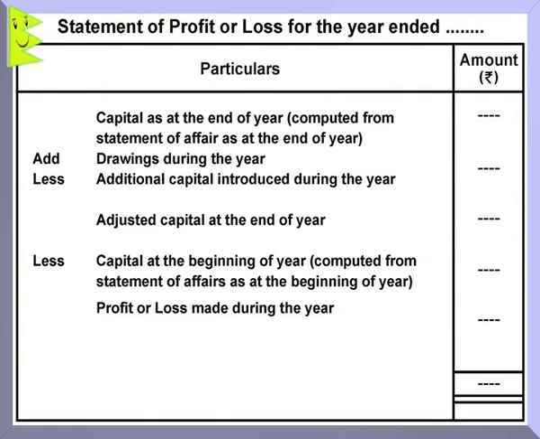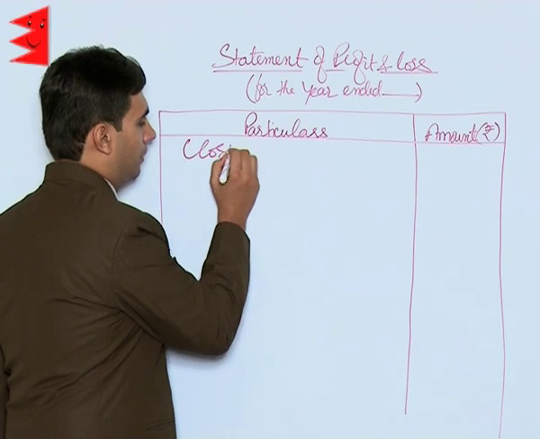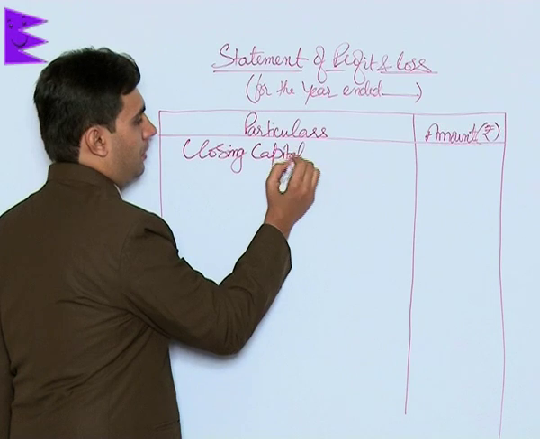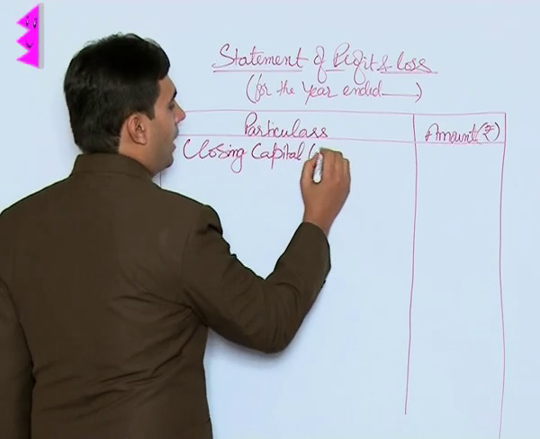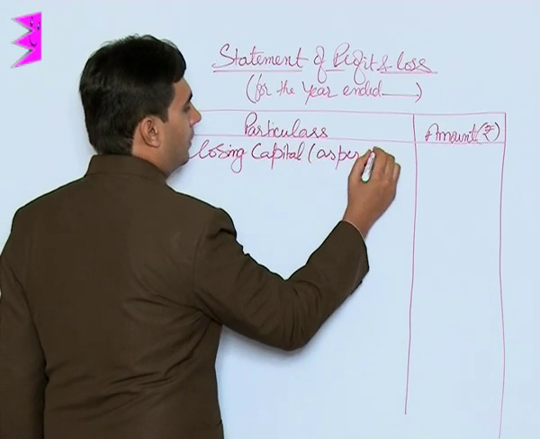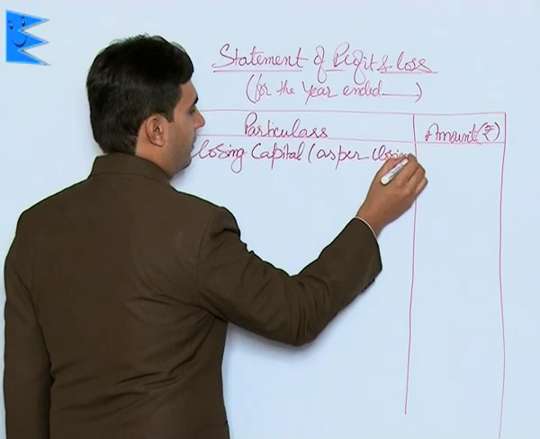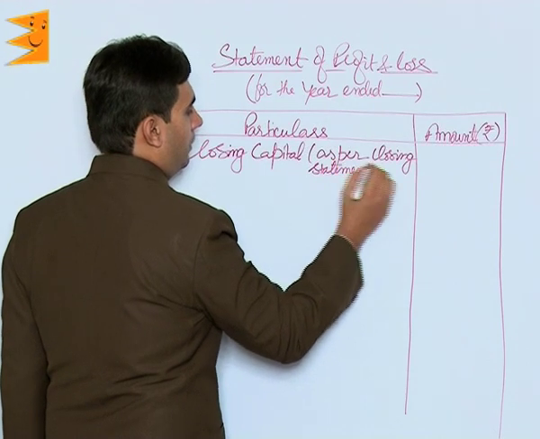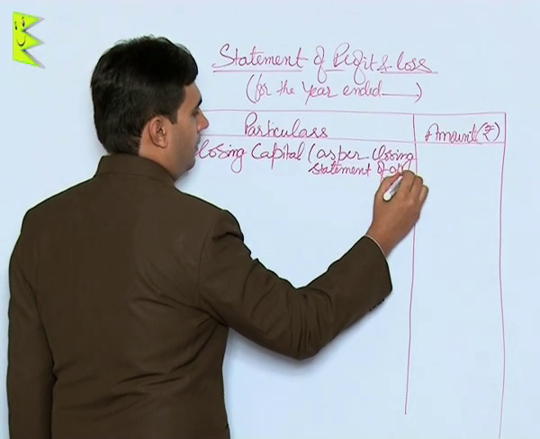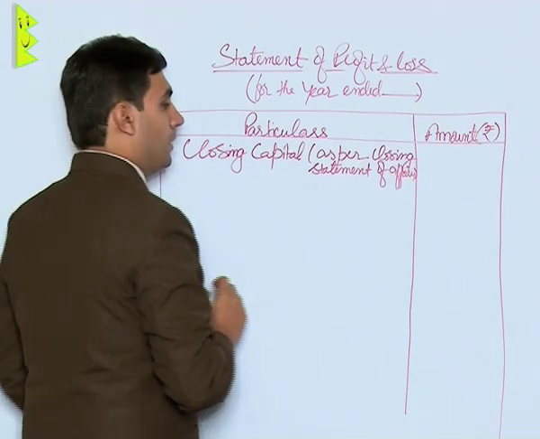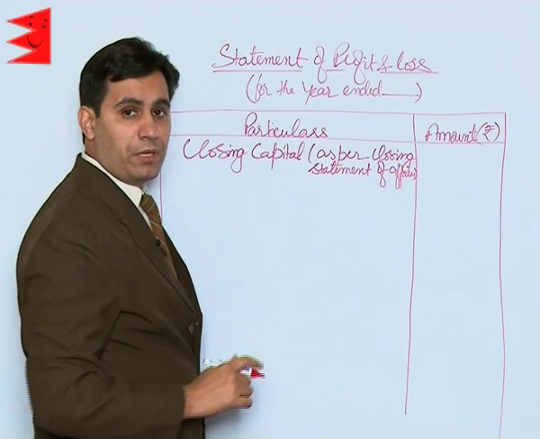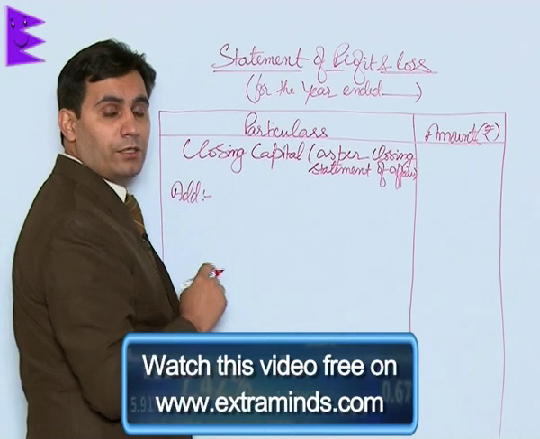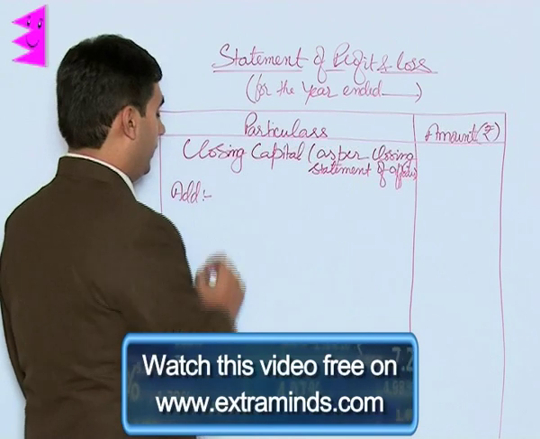In particulars, first of all, we'll write closing capital. That is as per closing statement of affairs. Then students, once we have written closing capital here, we'll add drawings made during the year.